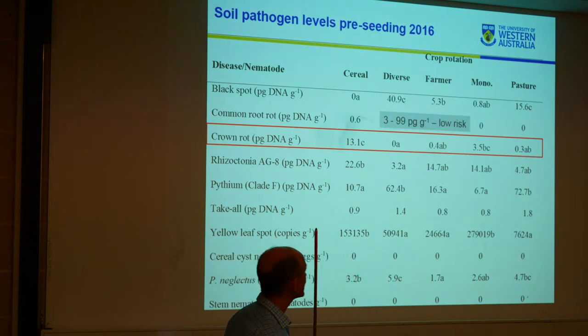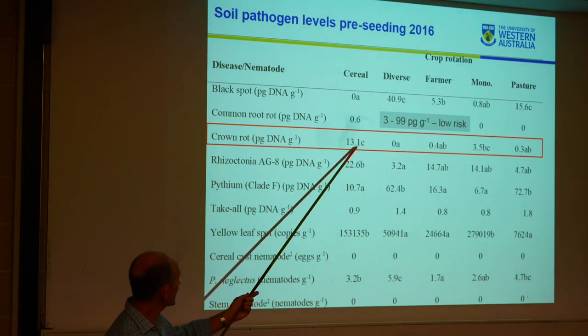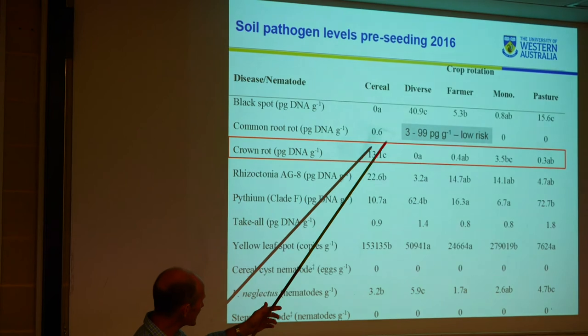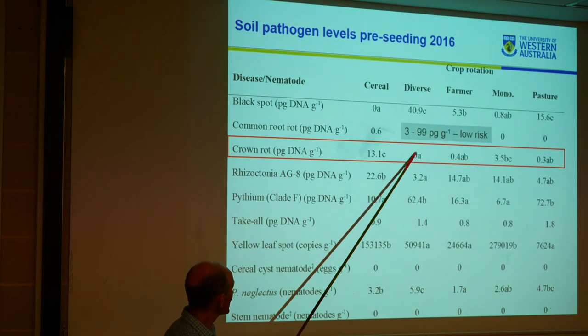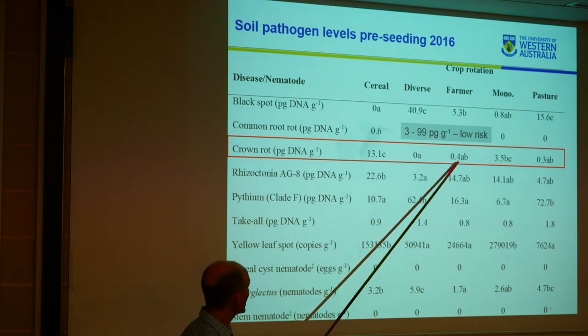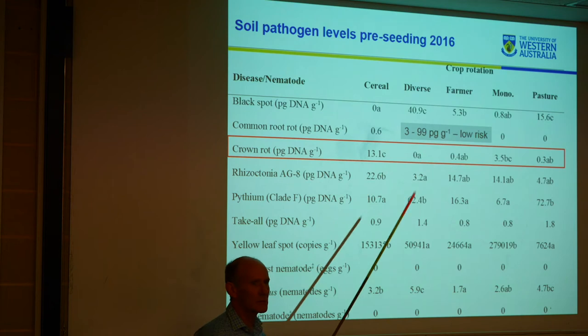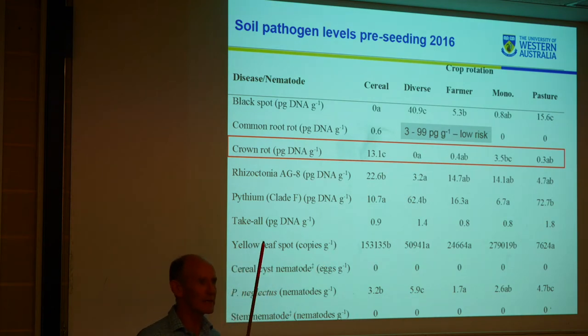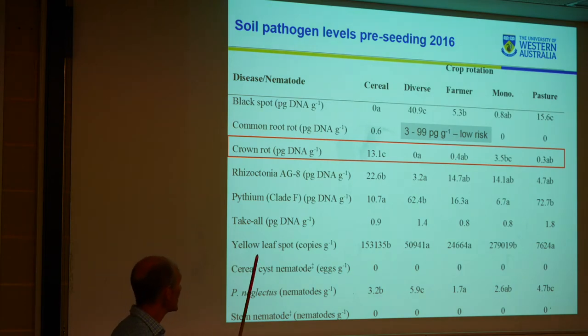In terms of crown rot, significantly more crown rot where we have the cereals, same as we found earlier, and low levels or none really detectable in the diverse rotation. The farmer rotation is also doing pretty well there because that has two cereals and then the break. So maybe the fallow is doing particularly well there.